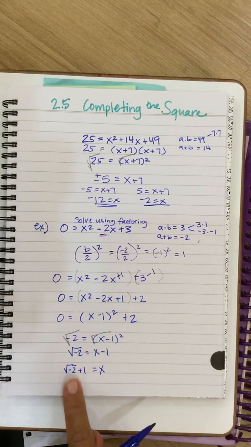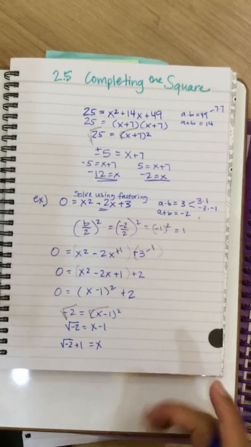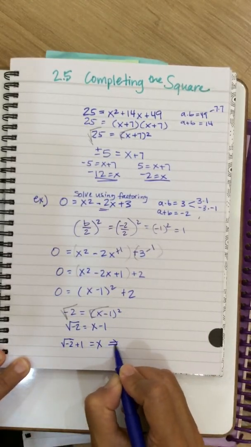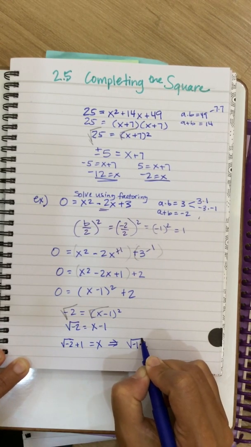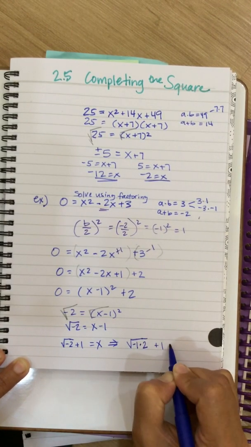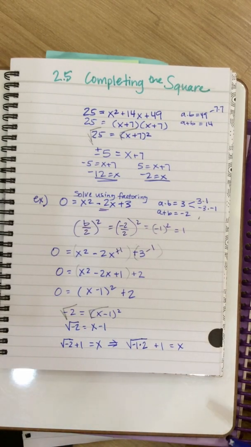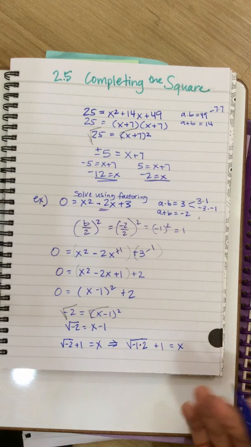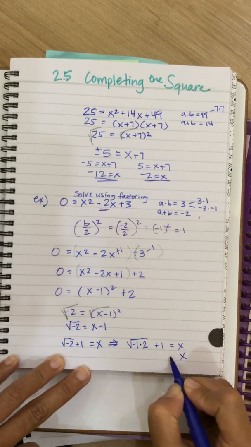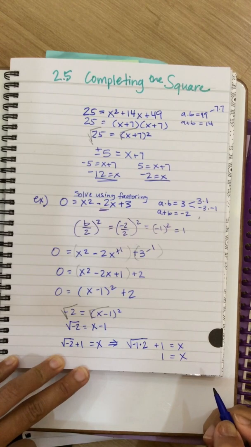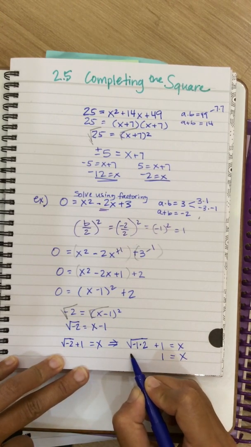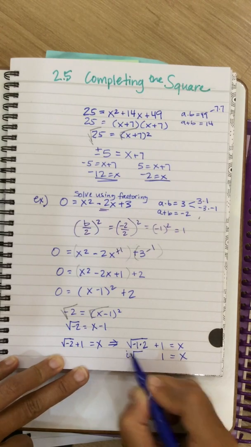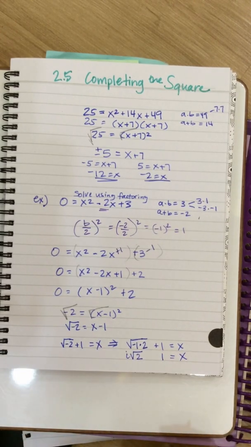Okay, but I can simplify this more because I can get rid of this square root of negative 2. We know that the square root of negative 2 is equal to the square root of negative 1 times 2. And that's still plus 1 equals x. And then I know that the square root of negative 1 is i, right, from our last lesson. So really what we're left with is x equals 1, and then let's take the i out, and we still have a 2 in here, right?